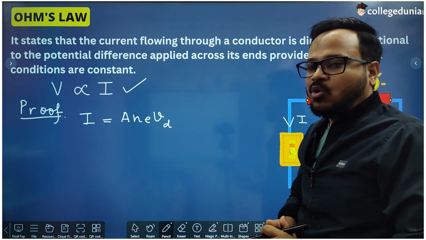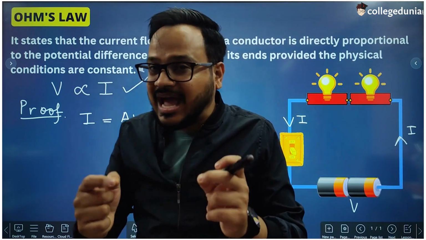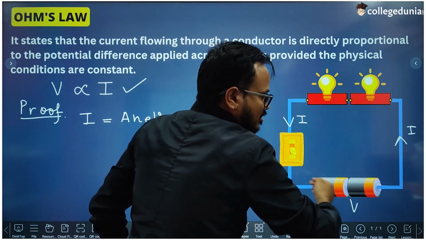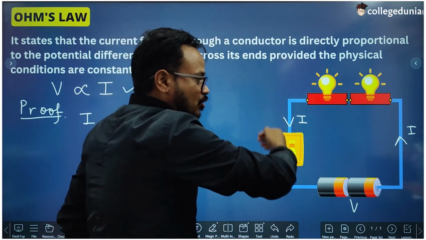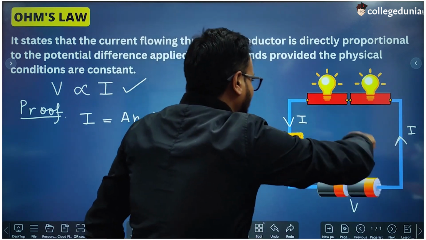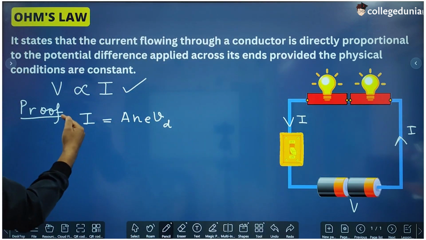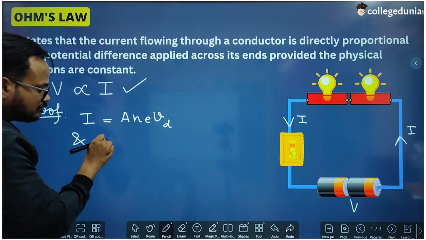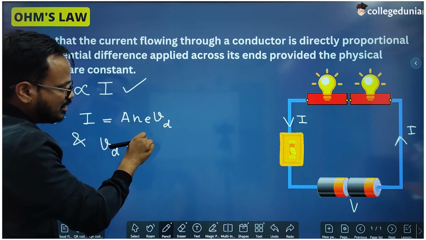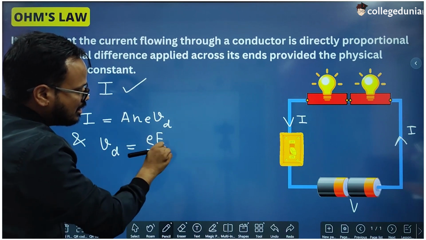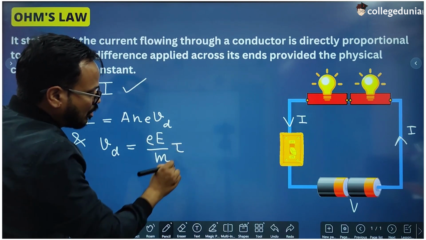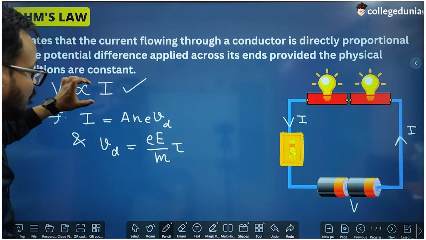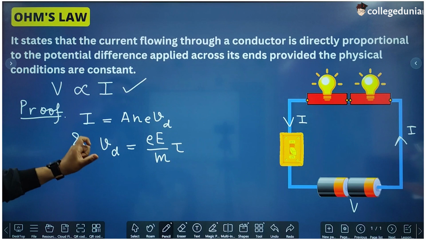It is the velocity acquired by the electrons. It is the average velocity acquired by the electrons when they are running in these wires, right? The average velocity of electron when the electrons are running in this wire, that is called drift velocity. So I is equal to A N e Vd, and the value of Vd is (eE/m) into tau. These two formulas are used to prove Ohm's law, right? So we will use these two formulas.